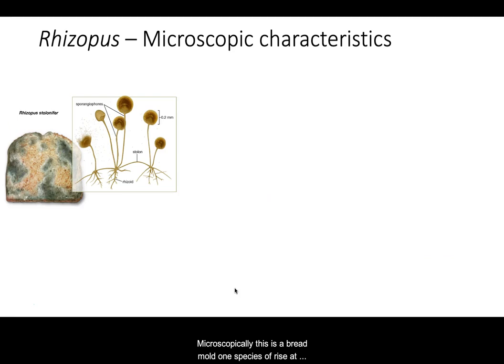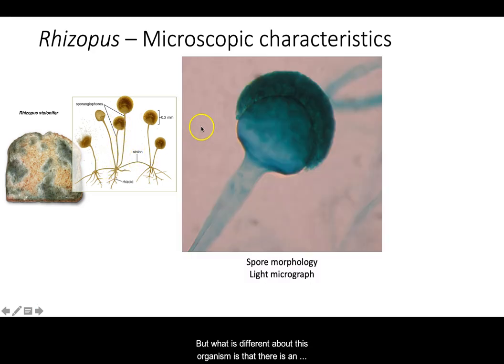Microscopically, this is a bread mold, one species of Rhizopus, and this starts to show you how its spores are going to form. Again, you have these hyphae, but what is different about this organism is that there is an actual sac-like structure that the spores are within. This is not a single spore; what I'm outlining right now is the edge of a sac, and inside of this is a bunch of spores.